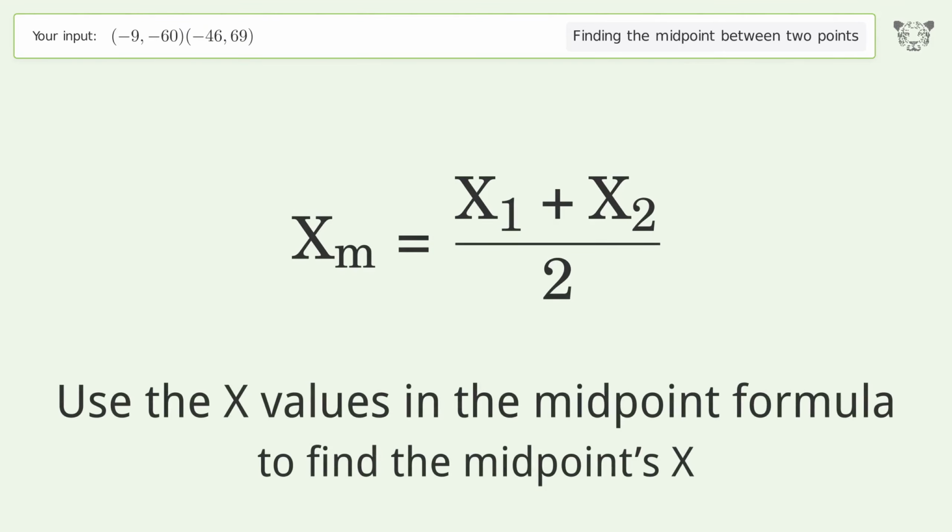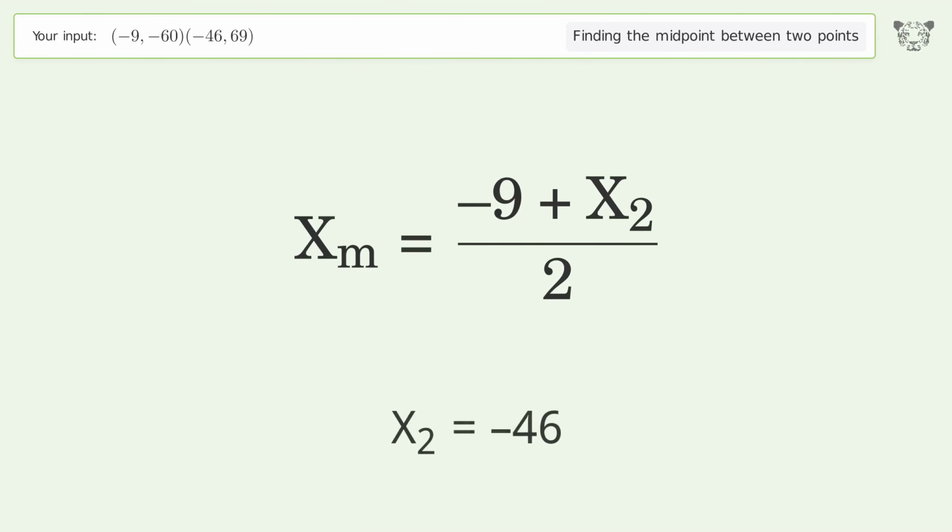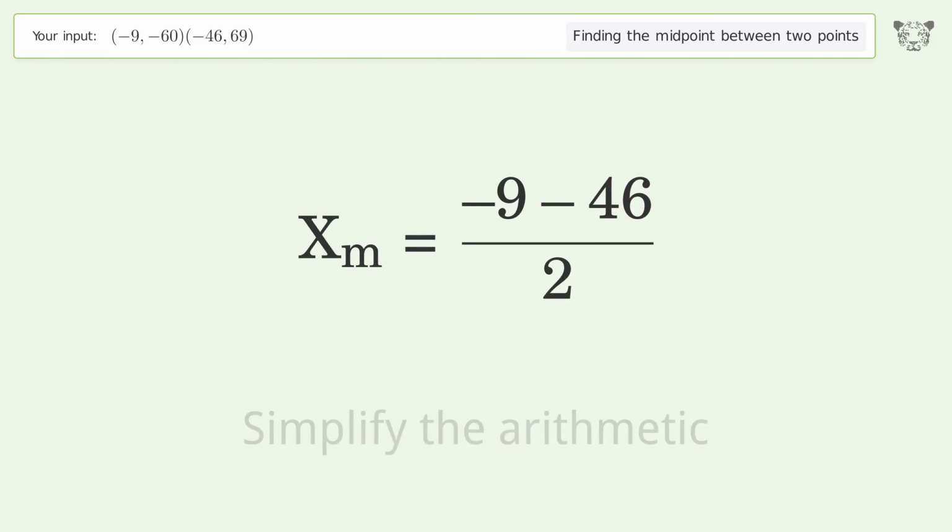Use the x values in the midpoint formula to find the midpoint's x. x1 equals negative 9. x2 equals negative 46. Simplify the arithmetic.